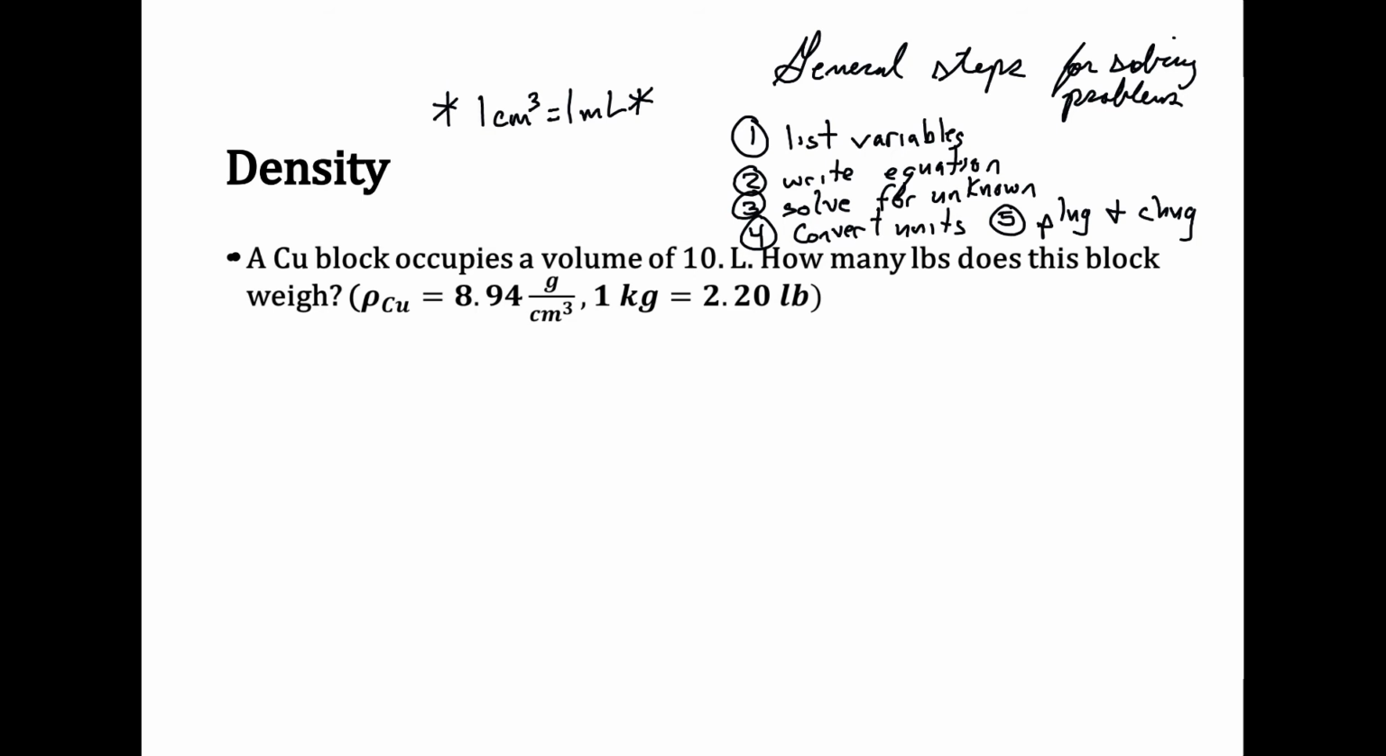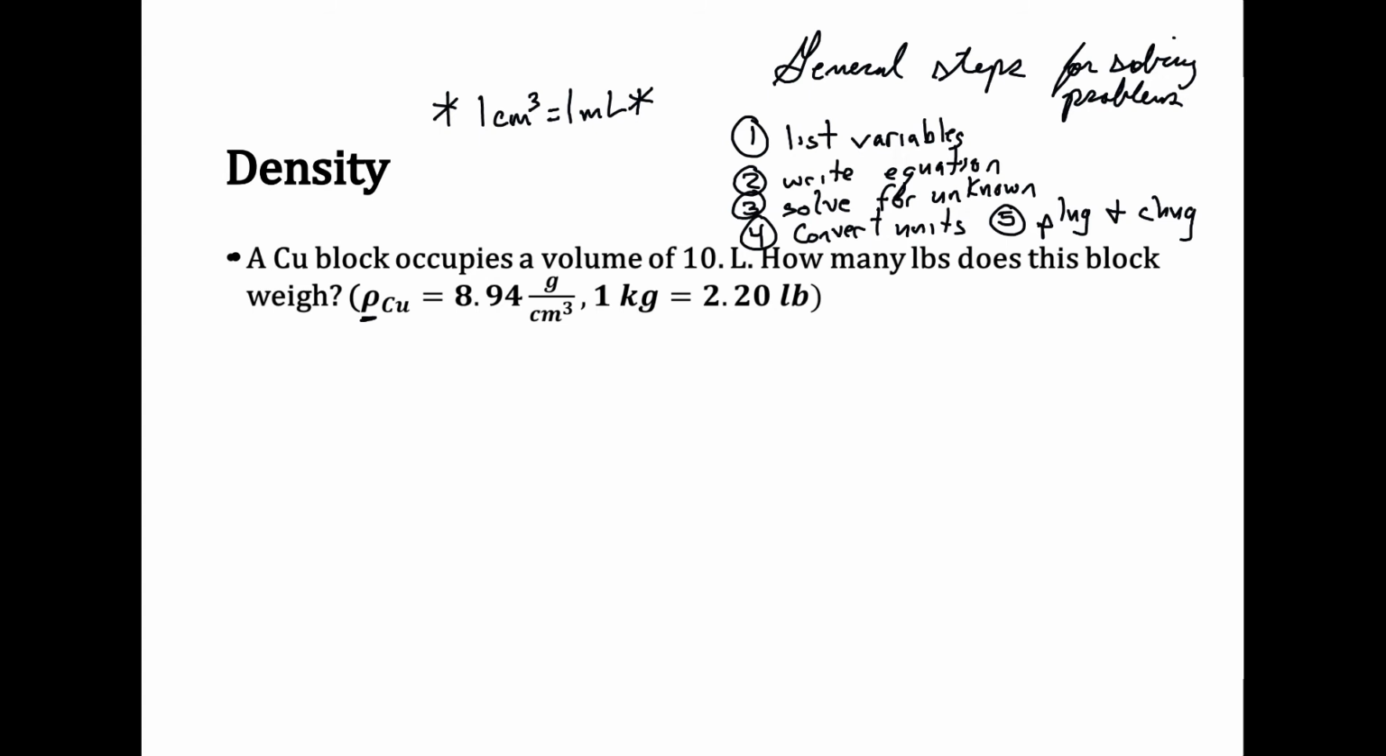So in this example, we have a copper block that occupies a volume of 10. liters. How many pounds does this block weigh? And then we're given a couple things. Recall that rho stands for the density. So the density of copper is equal to 8.94 grams per centimeter cubed. And we also have the conversion factor that 1 kilogram is equal to 2.20 pounds.